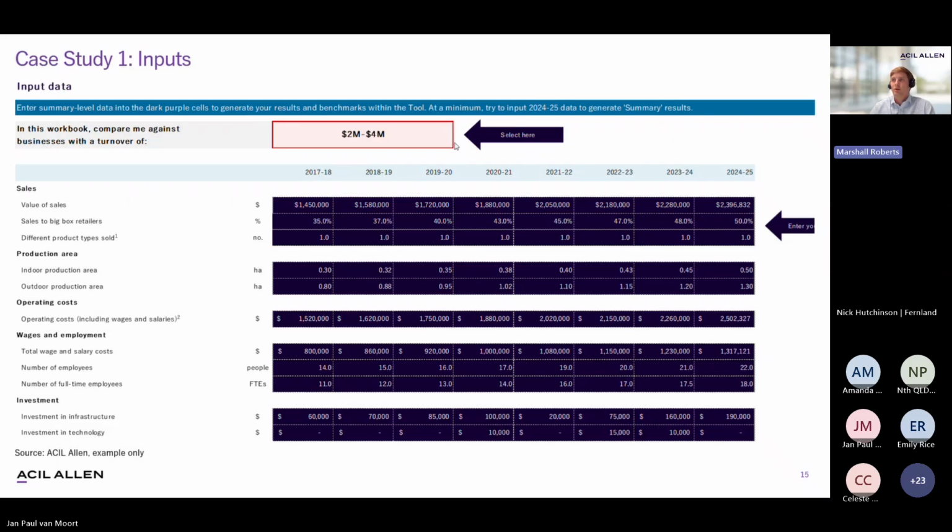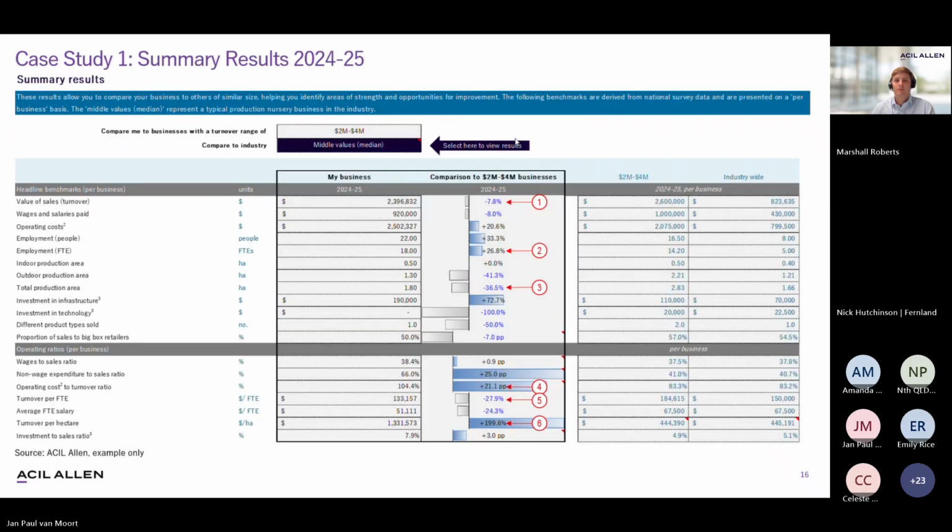So if we look at the results for this business, I know there's a lot of detail on the page, but I just want to direct you to a few key areas on this slide. So firstly, as indicated by the red number one arrow, we can see that this business is comparing themselves to peers of similar size. So we're making a like-for-like comparison.